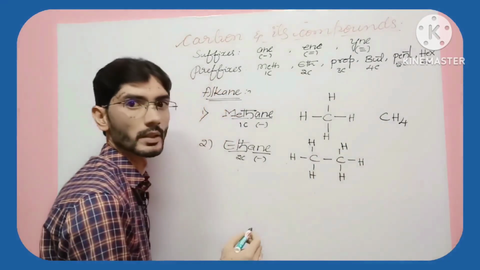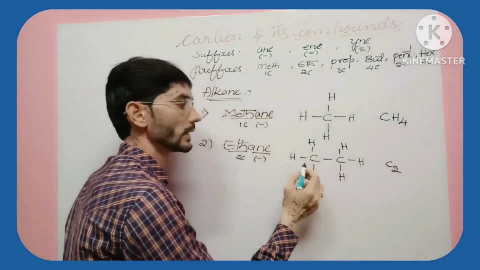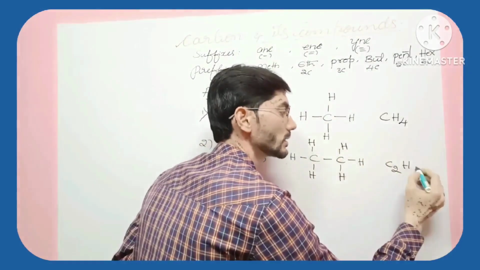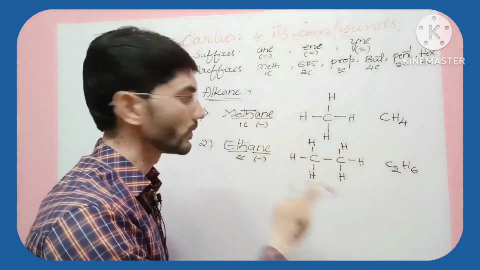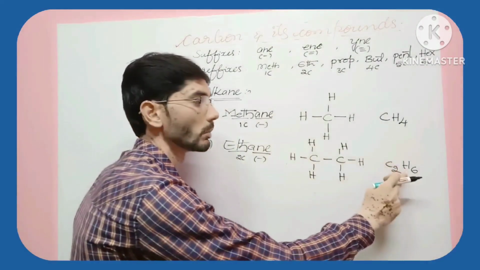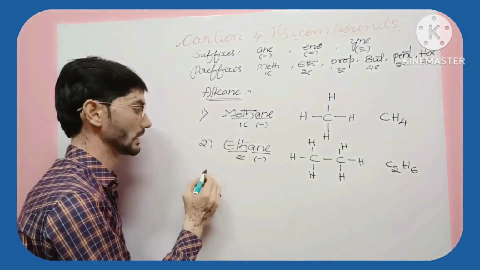Now you see here C2, and now H: 1, 2, 3, 4, 5, 6. H6. This is the molecular formula of ethane. Molecular name, structure, and now molecular formula. So one more we will see.